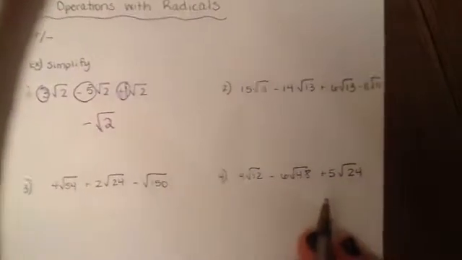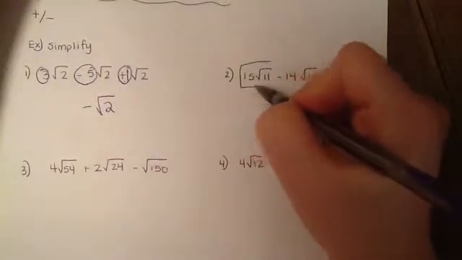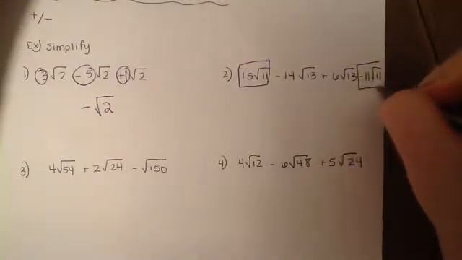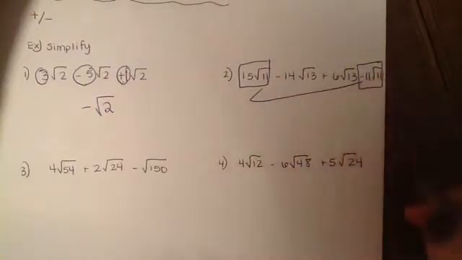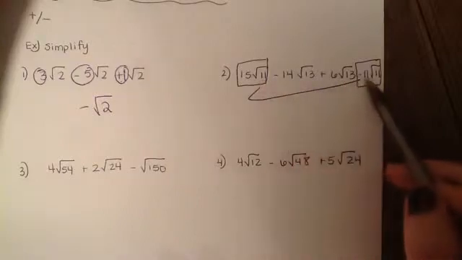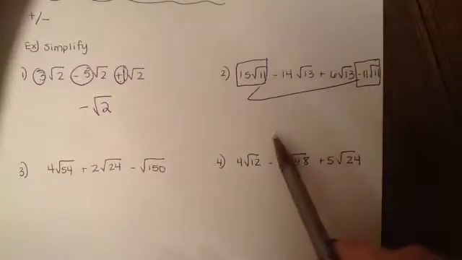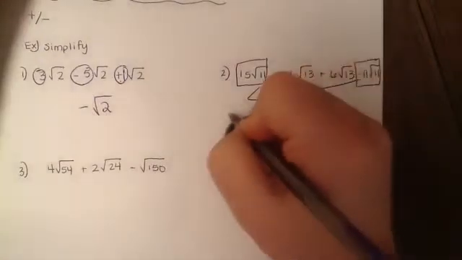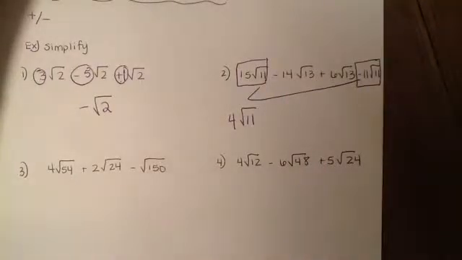For number 2, I have some that match, some don't. So I have a 15 root 11. What matches a 15 root 11? Negative 11 root 11. So I'm going to put these two together. Again, I'm not going to do anything with root 11. Since it's a subtraction, 15 minus 11, I'm going to subtract the pieces out front. 15 minus 11, 4 root 11. So that root 11 is like a variable. It does not change if I am adding or subtracting.